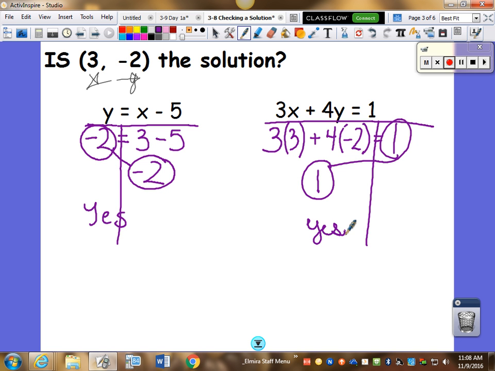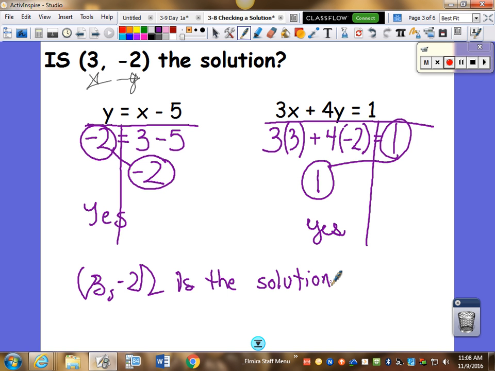But we're not done. The question is, is (3, -2) the solution? If I have a yes for both of these equations, then I need to write the sentence (3, -2) is the solution. Yes, you need to write the sentence. If you don't write the sentence, then I don't know if you know how to interpret what 2 yeses means. Okay, so you're interpreting your responses, you're interpreting your work as, yes, that means it is the solution.